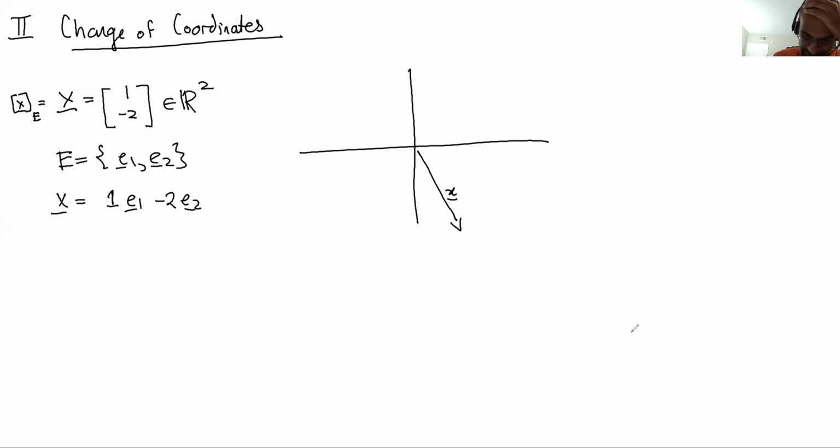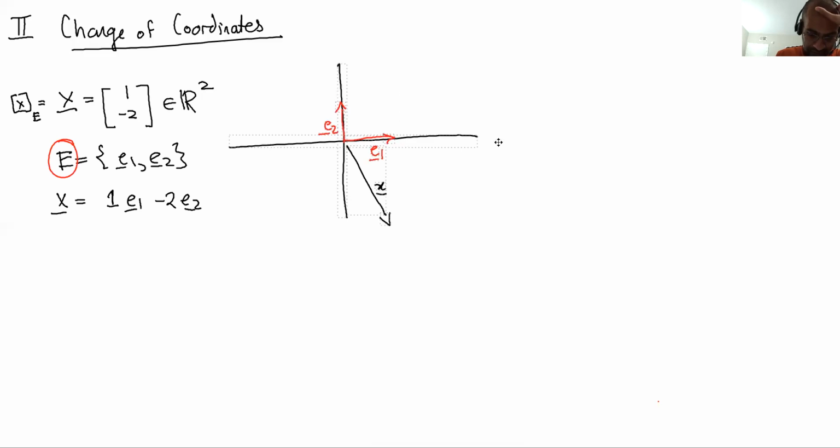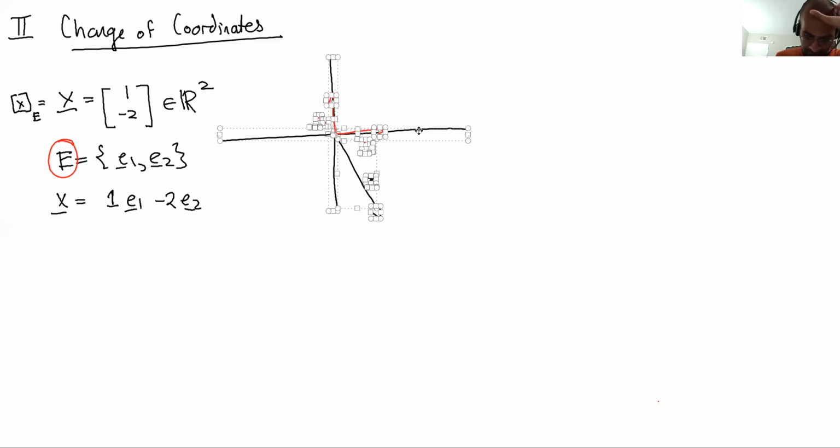So the picture is that there's this, let's say, red basis E, which has my two vectors looking like this. Okay, so that's a very familiar situation. Let me actually move this to make a little more space. Okay, now let's look at a less familiar situation.